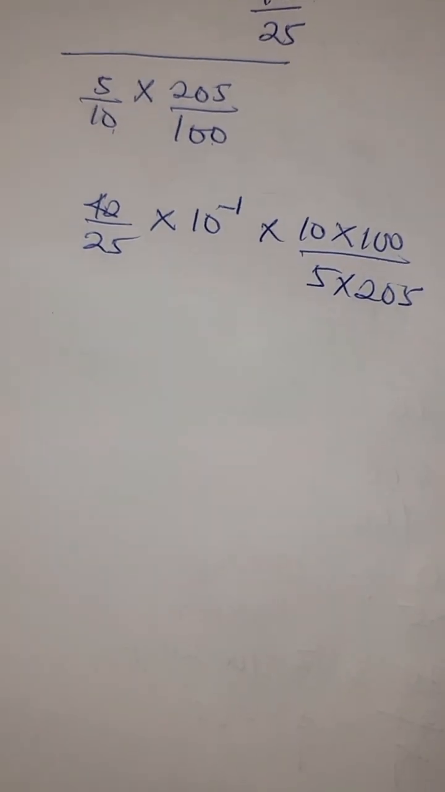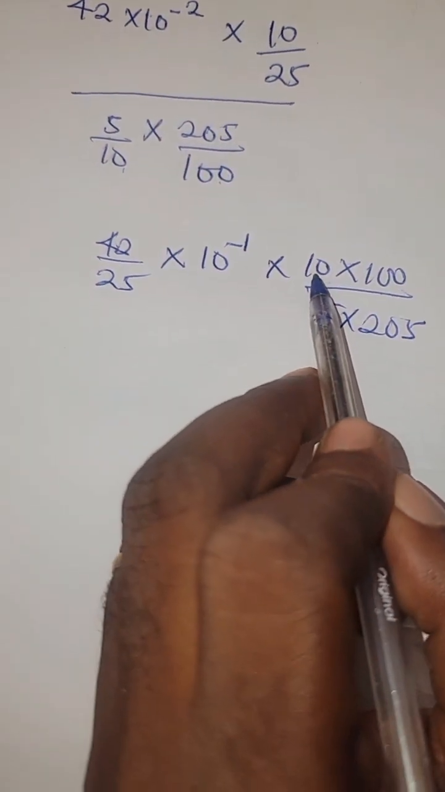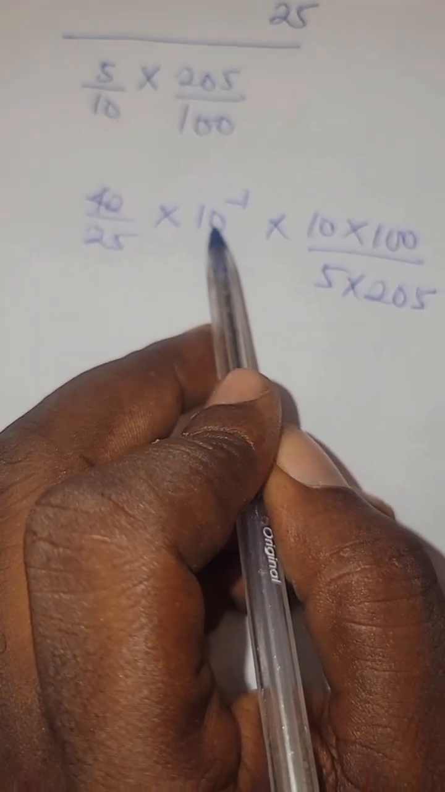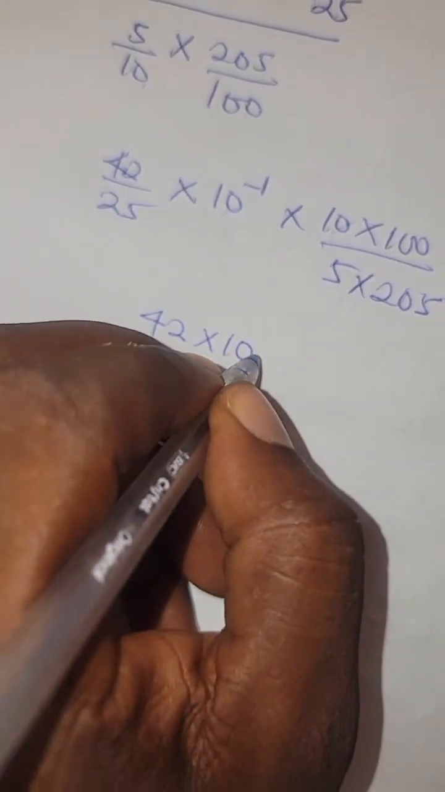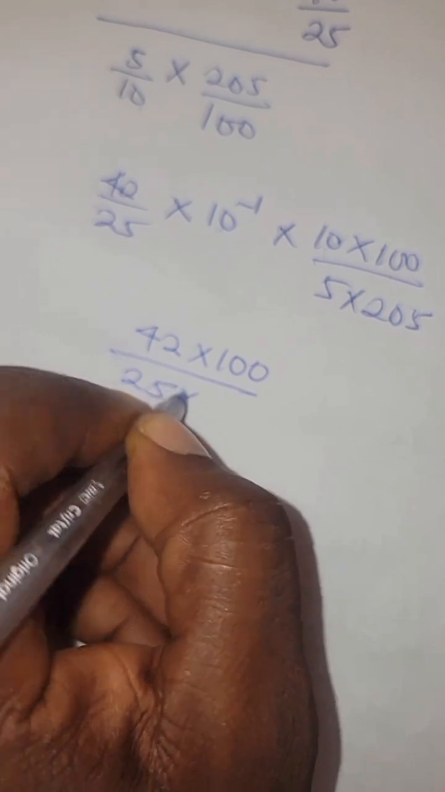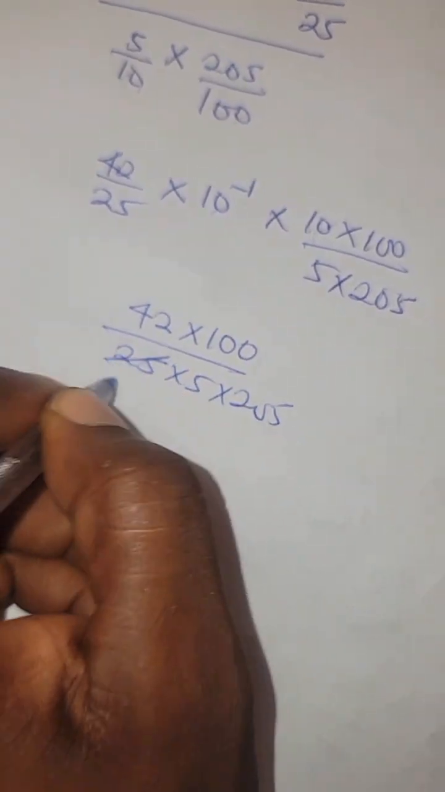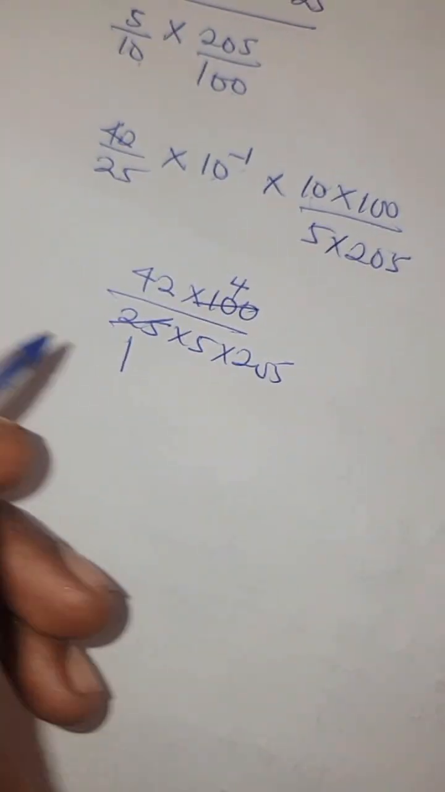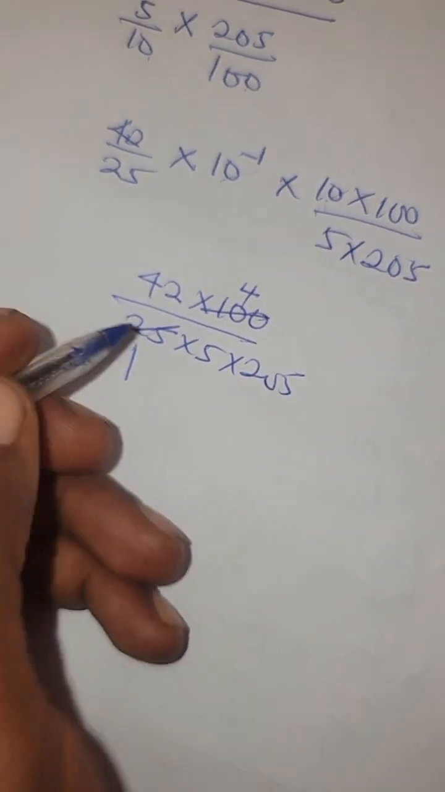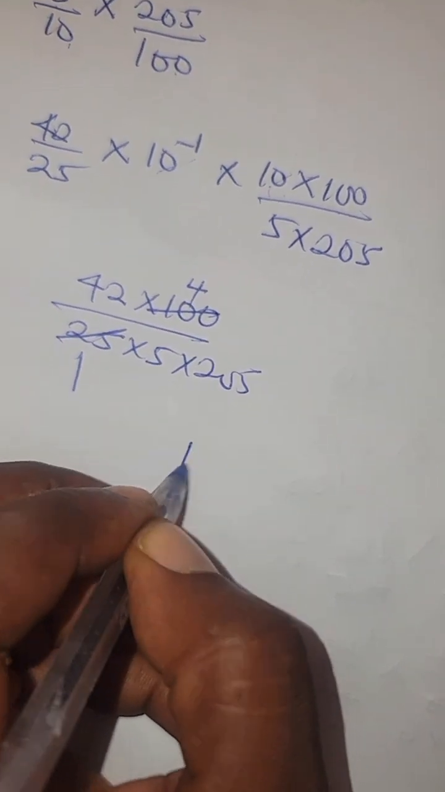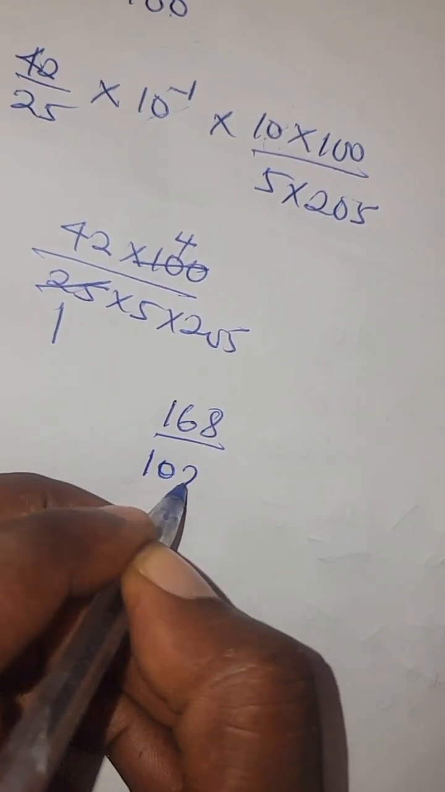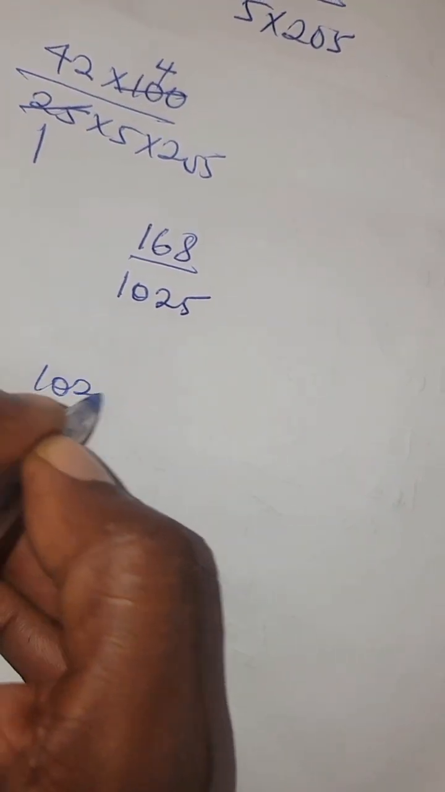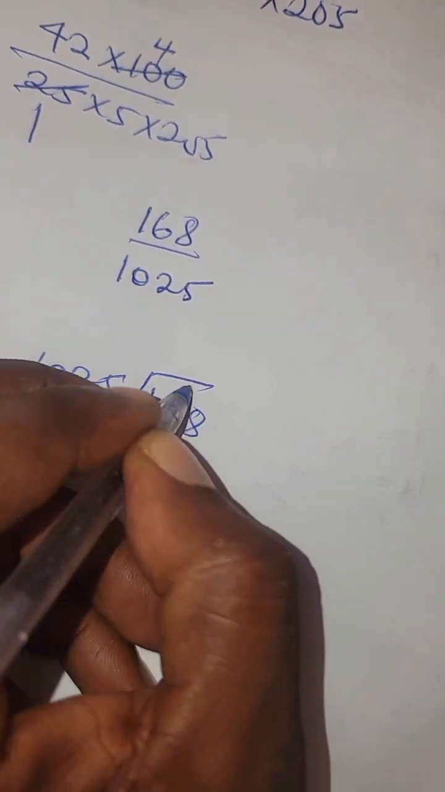What a question this is going to be. So this 10 index 1 times 10 index negative 1, it goes to 10 index 0. So you are going to have 42 times 10 index 2 or 100, 25 times 5 times 205. Okay, so that's going to be 168 out of 1025.